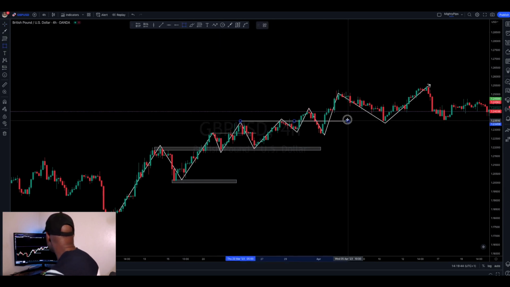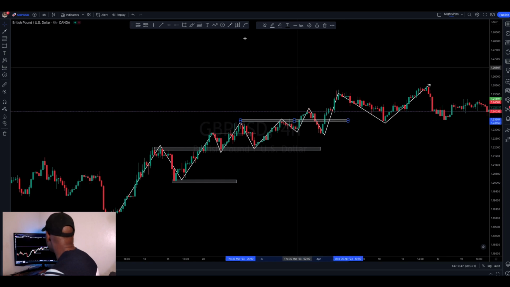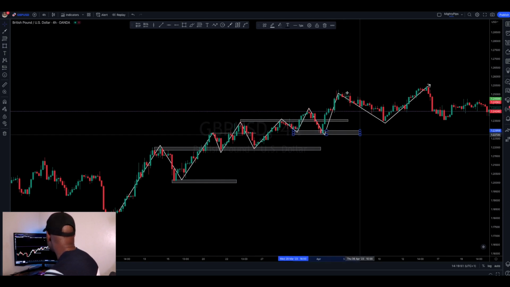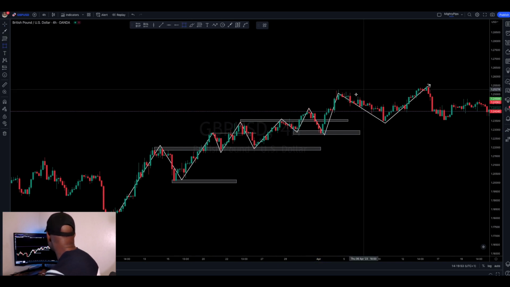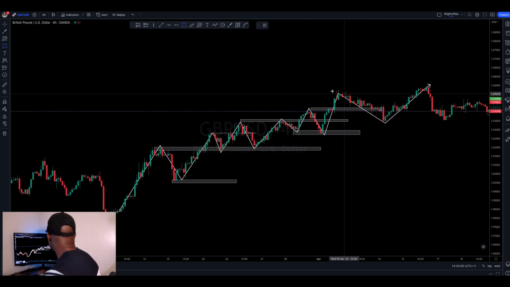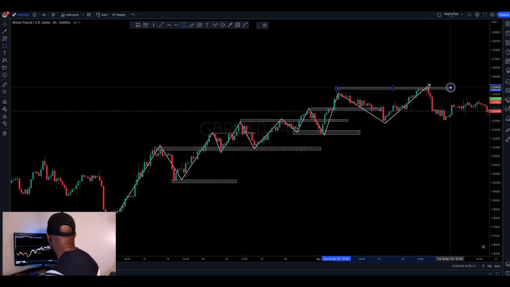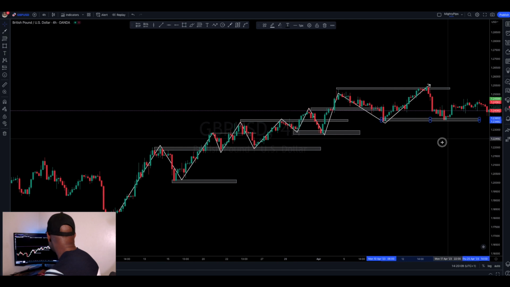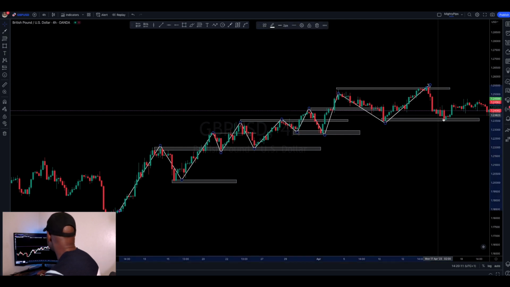Then here you can also draw your support. Then here you can draw your resistance. This area here you can draw your resistance. Then here you can draw another resistance. Then you can draw another support here. Okay, so let me first remove this.